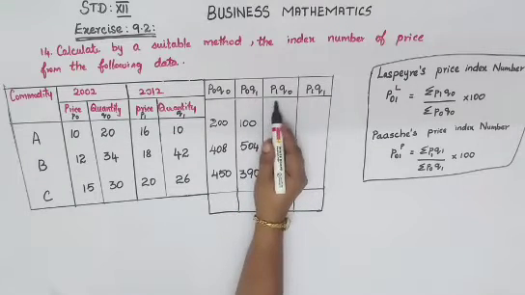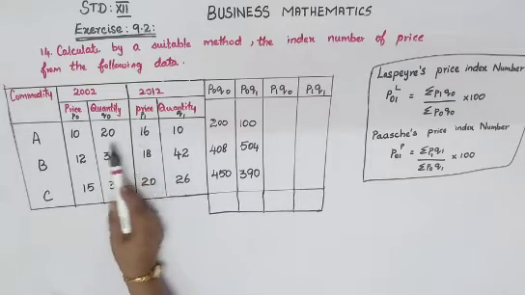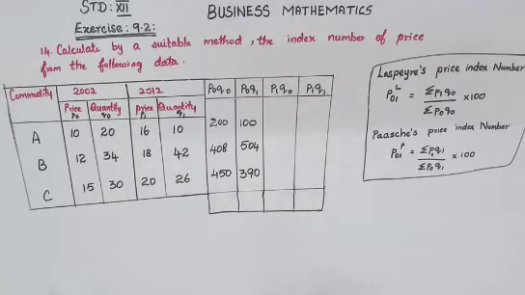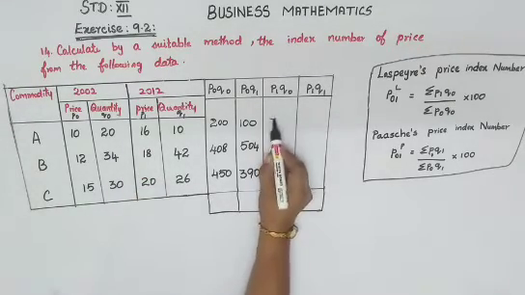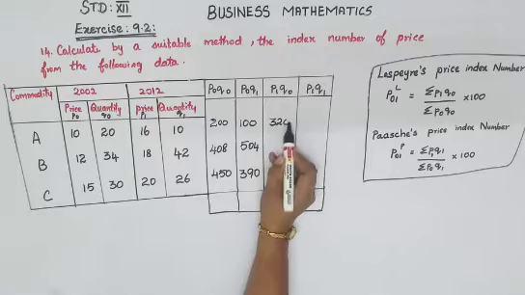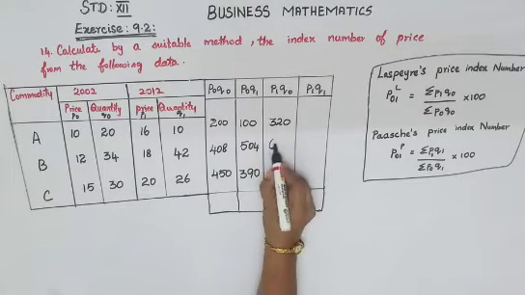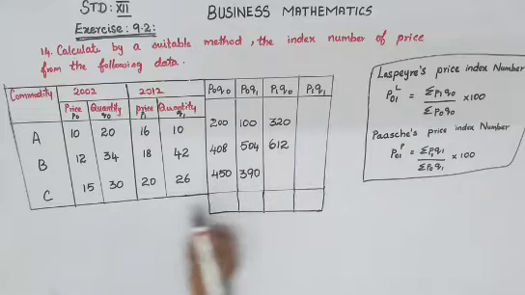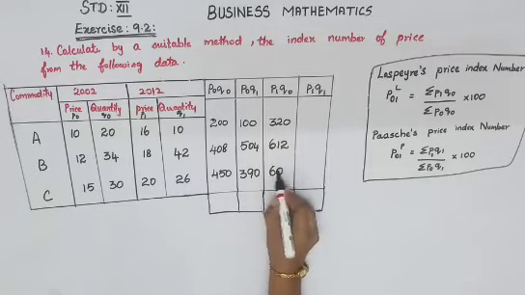Next is P1 Q naught. So P1 is here, and Q naught. That is the middle two columns you have to multiply. That is 20 into 16, you will get 320. Next is 34 into 18, you will get 612. Next is 30 into 20, you will get 600.